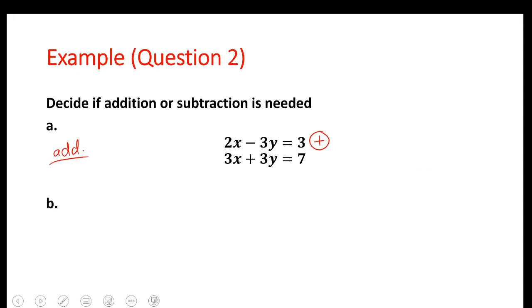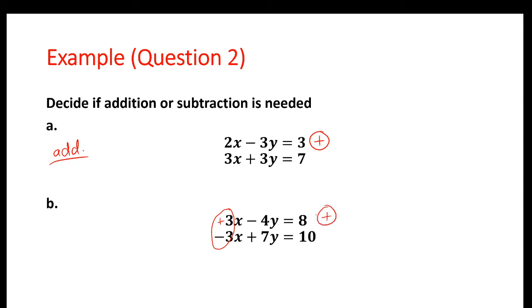Now for part B, we've got 3x minus 4y is equal to 8, and minus 3x plus 7y is equal to 10. So again, we're looking at the things in front of the x's this time. We've got two 3's that are the same. We've got a positive 3. Remember, if there's nothing there, it means positive. And we've got a negative 3. So positive and a negative, they're different. So for these ones, I am also going to add them together. If they were the same, of course, we would subtract them. But because those ones are different, we add them. Whoops, so I'm going to write add here as well.